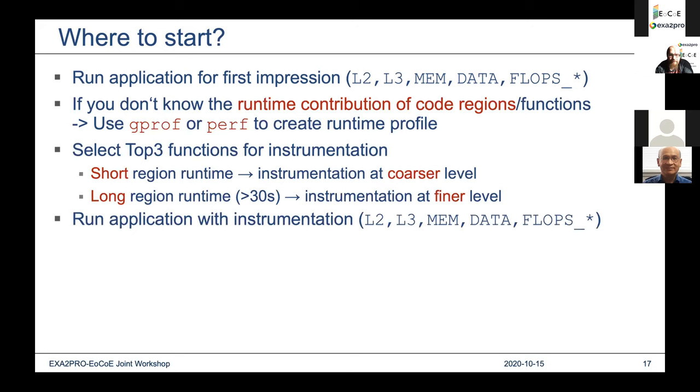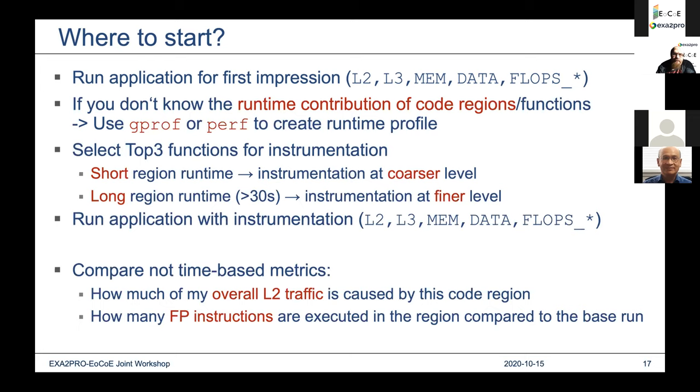Then run the application again with the same groups. Nothing to change here, just the -m on the command line. And then compare the metrics. Is my metric really causing the overall, the most of the L2 traffic, caused by this code region, or is it somewhere else? And this code region is basically doing no memory traffic or no cache traffic at all. Might be pretty inefficient code, which runs a long time, but doesn't consume a lot of data.